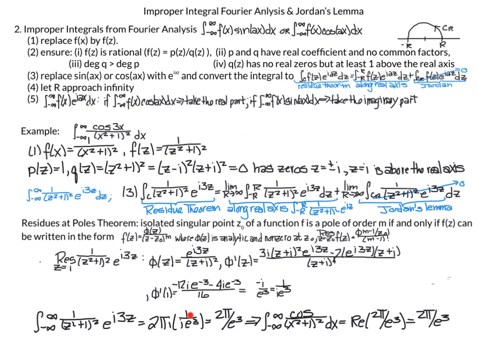So our solution here, actually this i cancels with this i, so the whole thing is real, right? The 2π over e to the third, all of this is real. That means that our integral from negative infinity to infinity of cosine of x over (x squared plus 1) squared dx is equal to the real part of 2π over e to the third, which is simply 2π over e to the third. So that's the conclusion, or this is the answer to our first example problem.